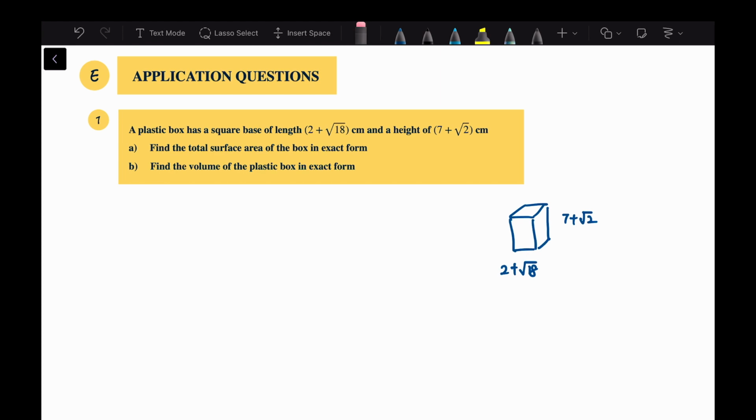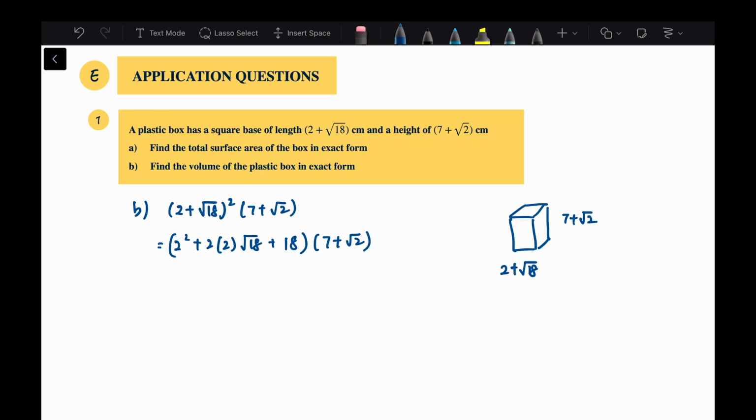Now part B is slightly more straightforward. We're going to find the volume of the plastic box in exact form. So what we can do is find the volume by multiplying length times breadth times height. In this case, there is a square base, so we're going to take 2 plus square root 18, squared, multiplied by 7 plus root 2. I'm going to apply the formula here, which is 2 squared plus 2ab plus square root 18 squared, which is 18, multiplied by 7 plus root 2.